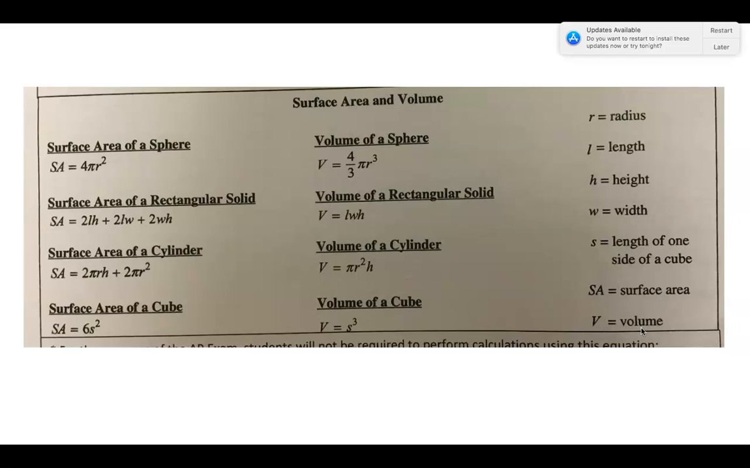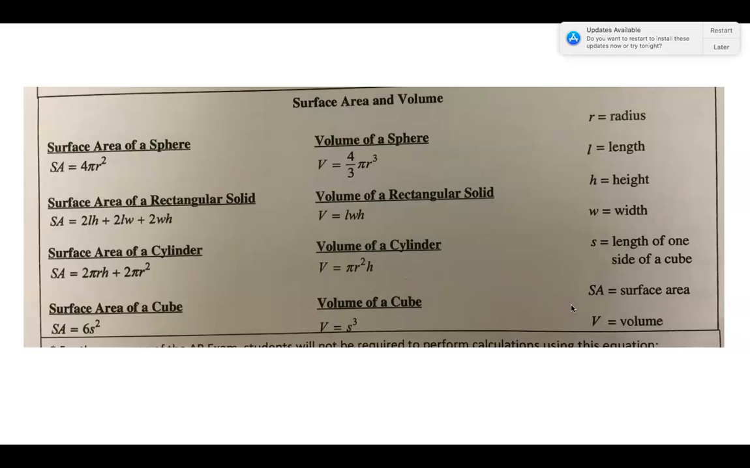And then surface area to volume. Reminder, surface area is just the surface of something. So if you think about a cardboard box, the surface area would be the cardboard. The volume then would include the inside of that shape. So anything that you could fit inside of that box would be considered part of the volume. So those are the formulas.